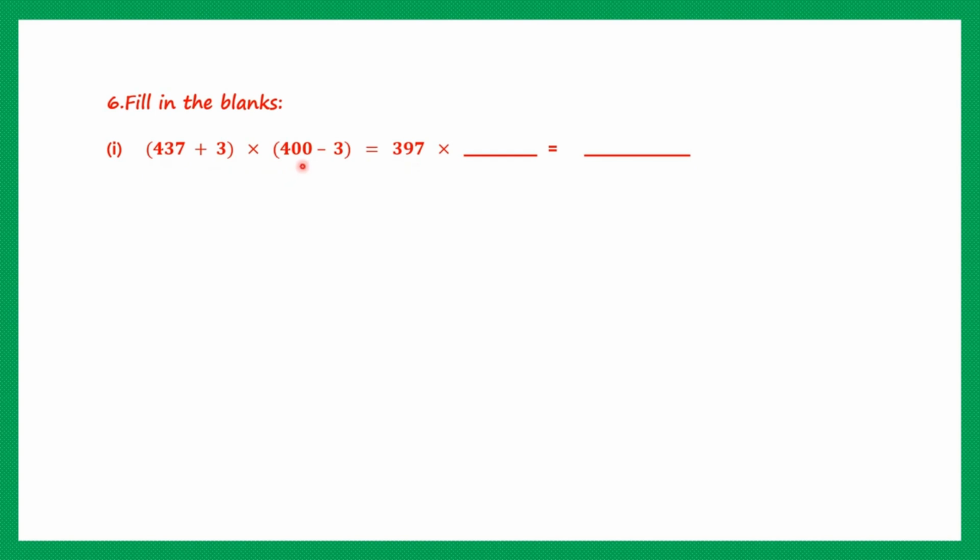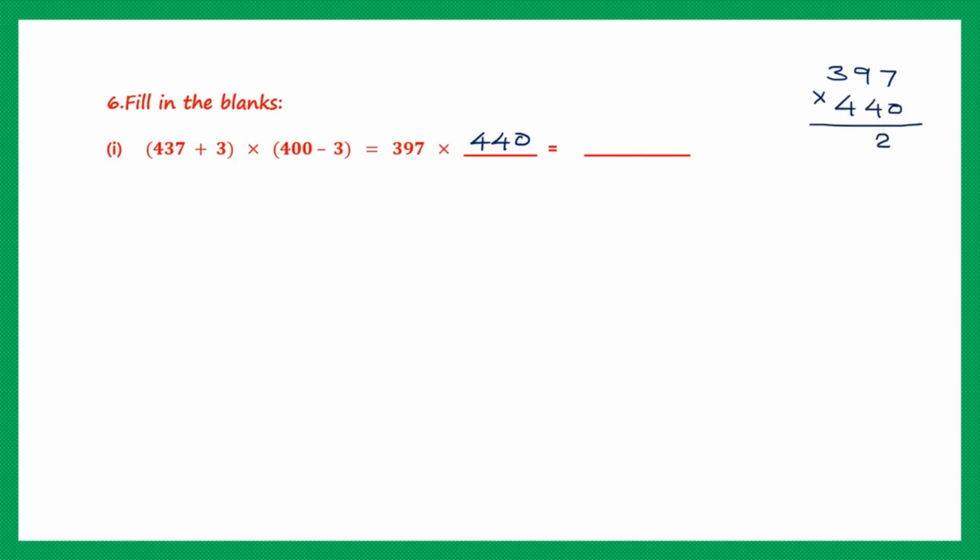Okay, so let me repeat that again. 400 minus 3 is given here. It has been worked out and the answer is written here. Now that means we need to work out this sum. 437 plus 3 is 440. So let's write that 440. Now we need to multiply these two to get the final answer. So 397 into 440. So let's ignore the 0 for now.